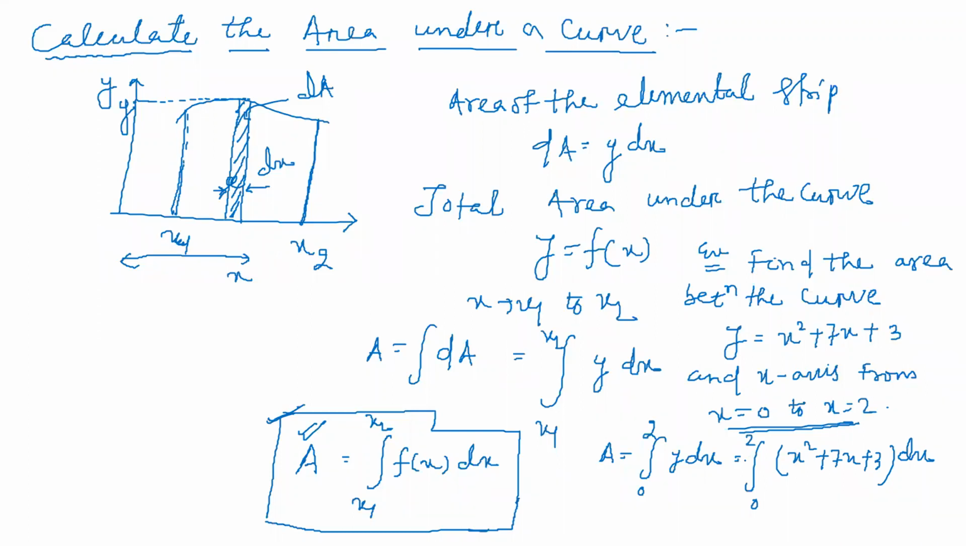What is the integration of x square? x cube by 3. The integration of x square is how much? Here I could write it is x cube by 3, with the limit from 0 to 2, plus, what will 7x become, students? 7x square by 2 from 0 to 2, plus 3x. The integration of 3 dx is 3x, that is from 0 to 2. Everywhere we'll put the limits, higher limit minus lower limit, then we'll go for the solution.